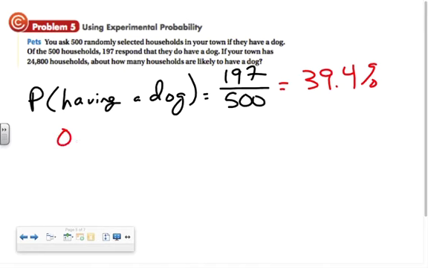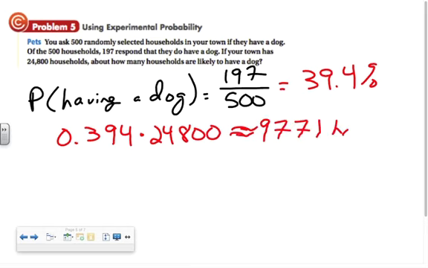So 0.394 times 24,800, and I'm going to use this experiment to estimate that 9,771 households will have a dog.